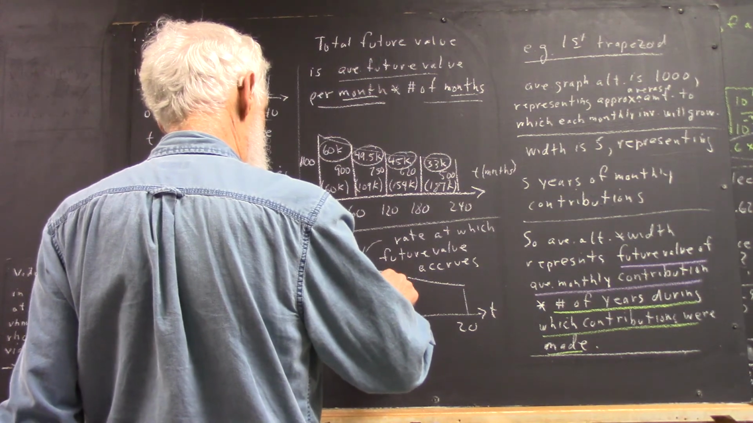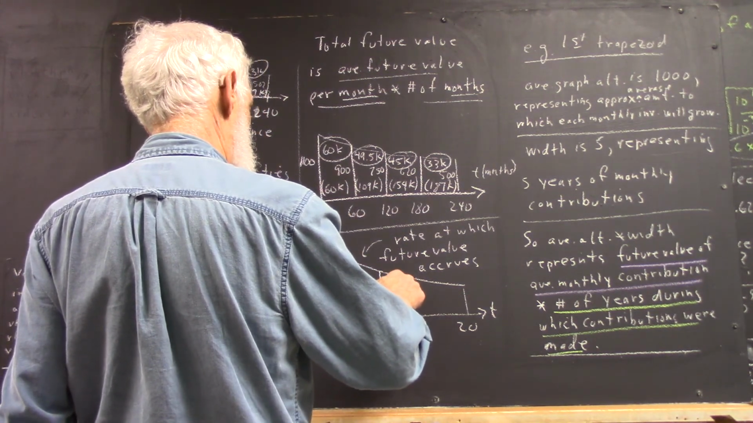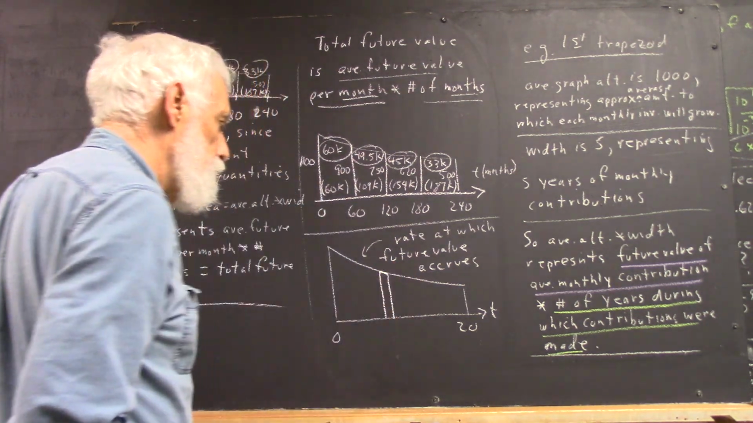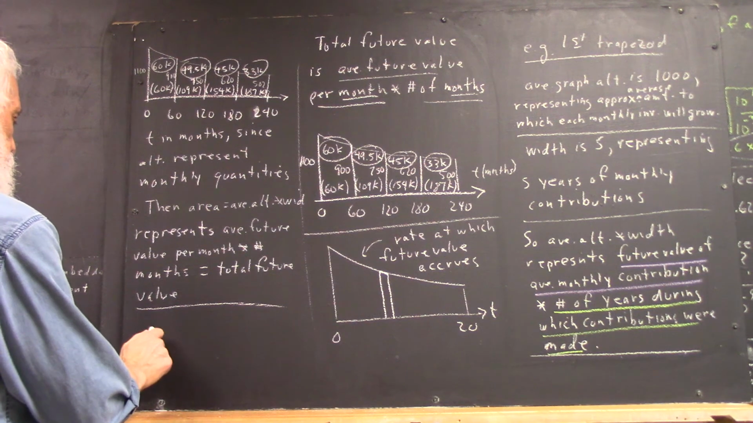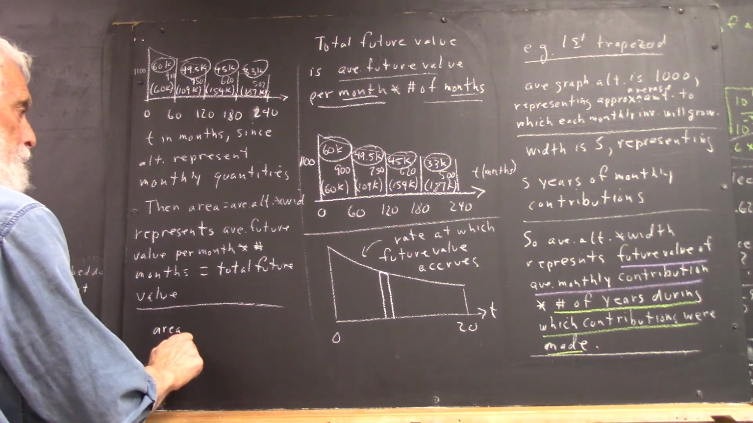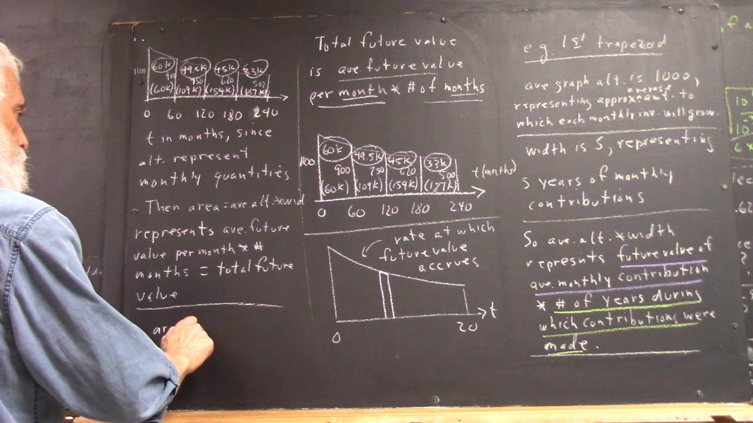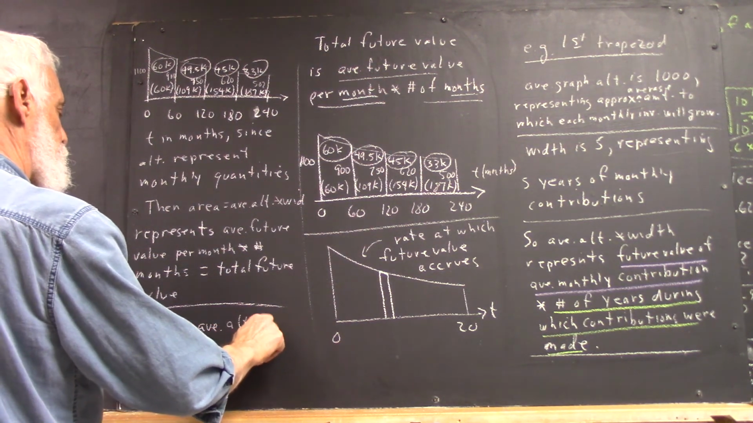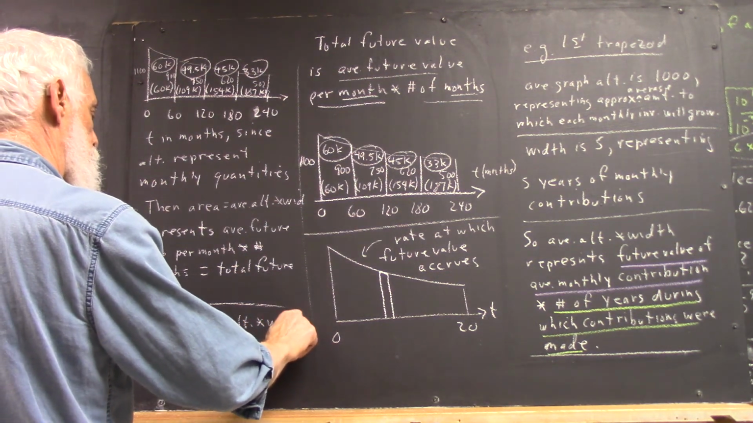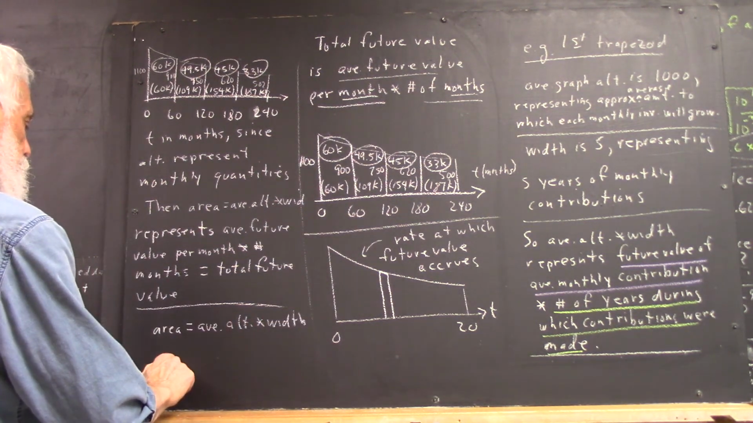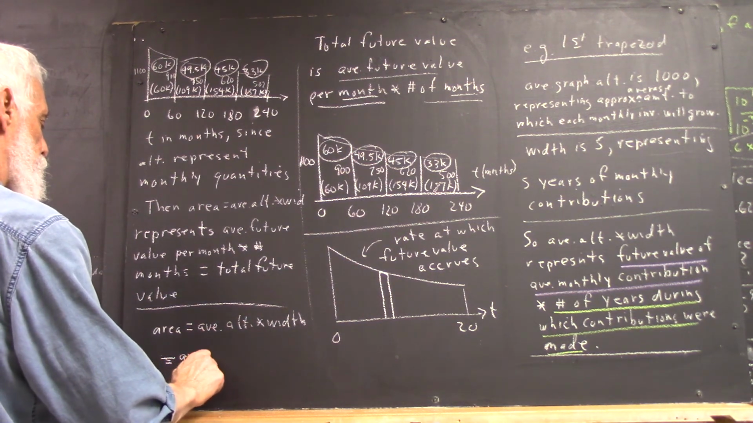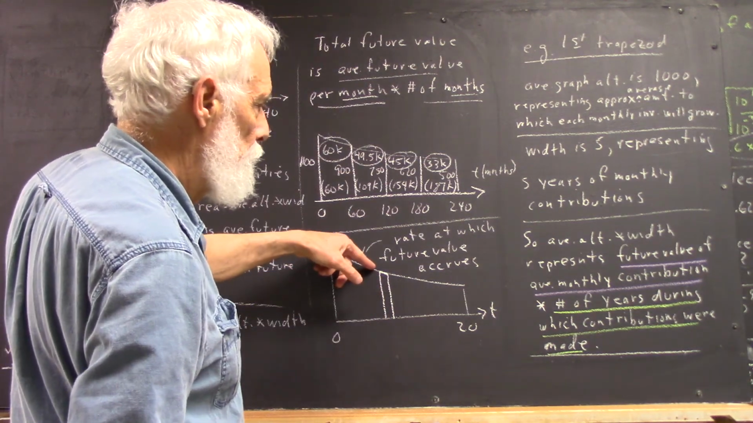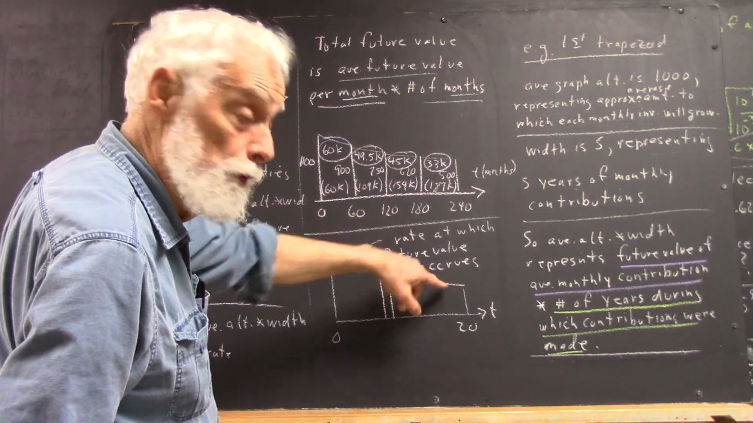Well, we want to think in terms of thin trapezoids. The area will represent, of course, average altitude times width, and that's going to be the average rate, the average of the altitudes. The altitudes would then represent rates at which future value accrues.